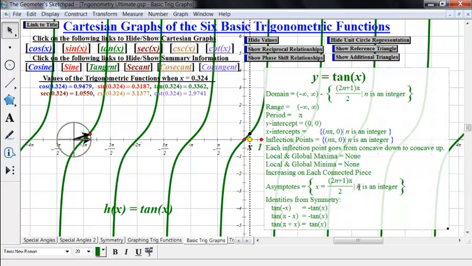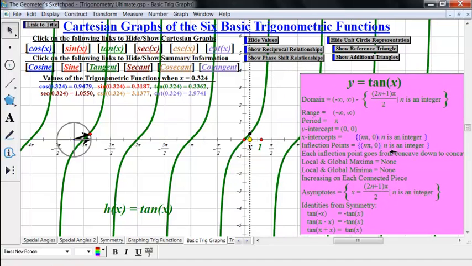And the asymptotes are x equals the same values. Where does it hit the x-axis, the x-intercepts?